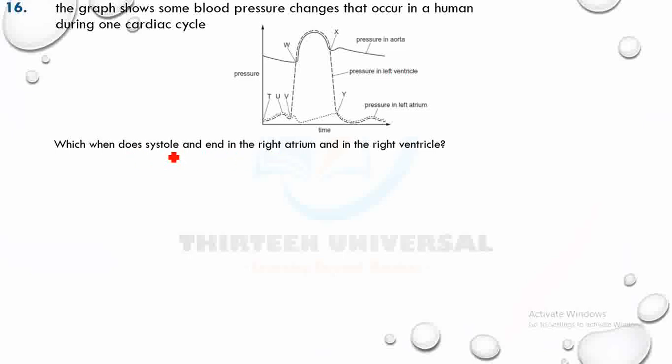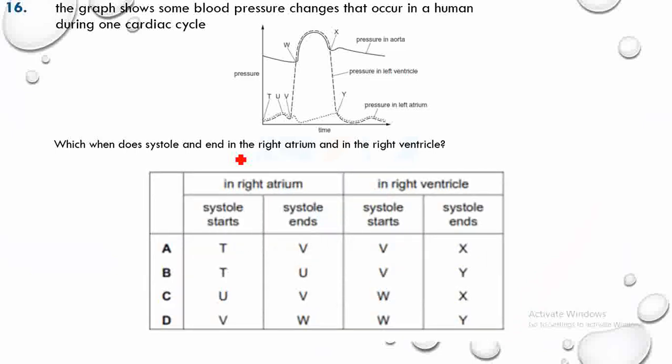When does systole start in the right atrium, and when does it start in the right ventricle, and when does it also end in both of them? Okay, so pause the video and try.